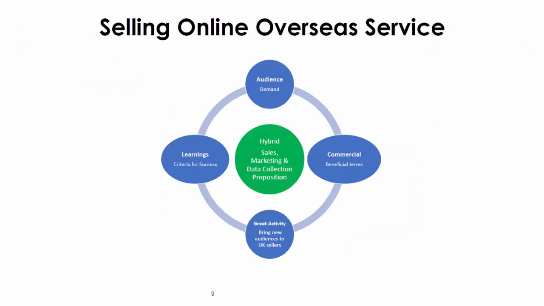So the government service I'm now going to talk about, which is the exporting program, is very much this hybrid sales, marketing and data collection vehicle. It's about the audience that's available on an e-marketplace. It's about commercial terms that government has negotiated for British sellers, using government's muscle, if you like, to hopefully make the cost just a little bit easier to bear.